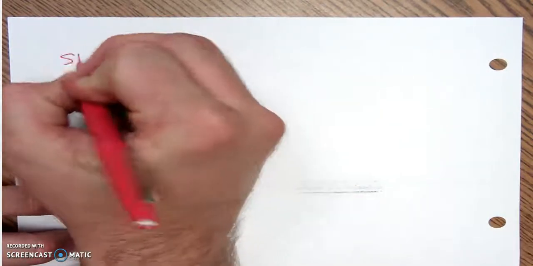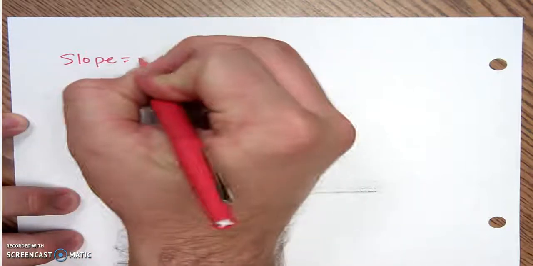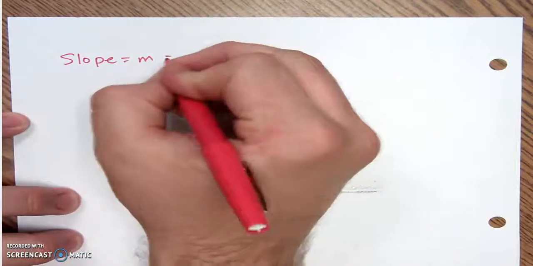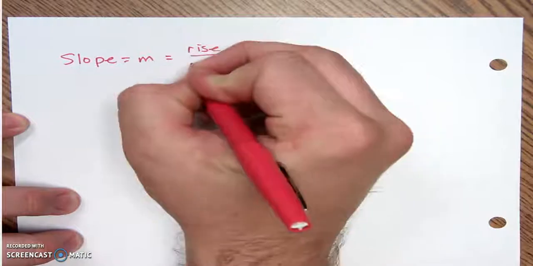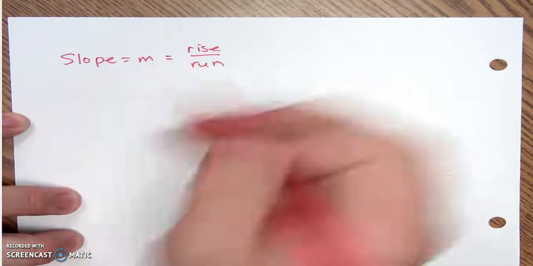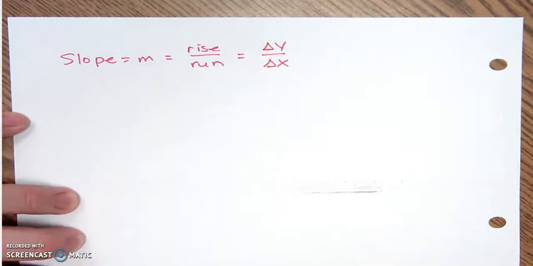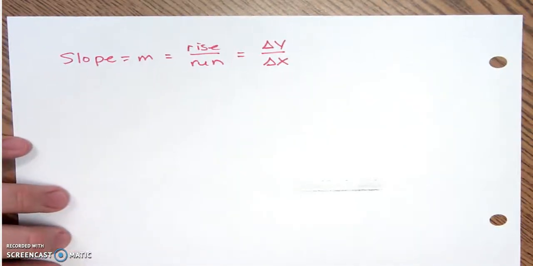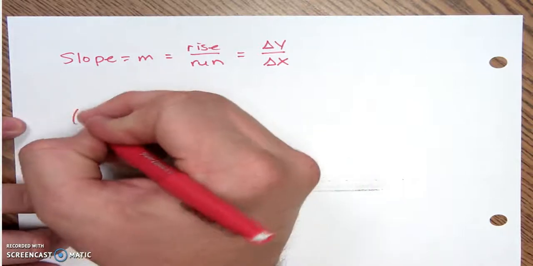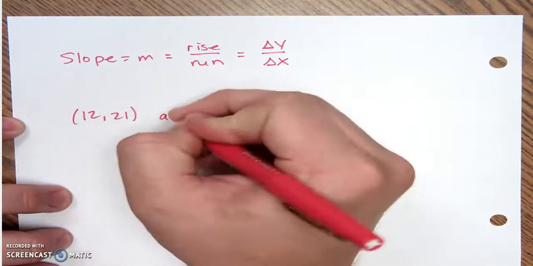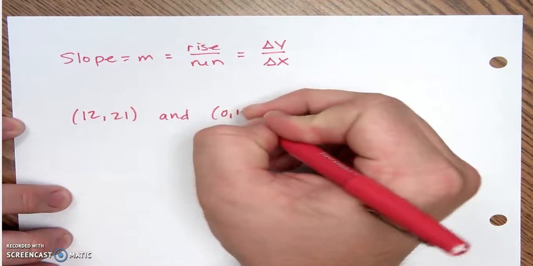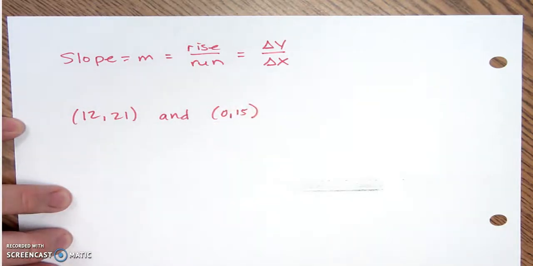Right now we know that slope is represented by the letter M, and we've described it when we talk about a graph. We talk about the rise over the run. When we talk about a table, we're talking about the change in y values over the change in x values. Now today we're going to be talking about 2 points. So for our example here, we're going to look at the points (12, 21) and (0, 15). We need to find the slope of the line between these 2 points.